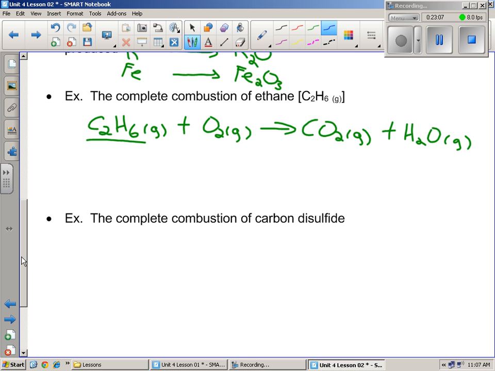Let's see. 2 carbons, 2 carbons. 6 hydrogens, 6 hydrogens. On the right side, I have 4 oxygens, and 3 more is 7. Oh, only comes in 2s. So, 7 oxygens, right? I can't leave it like that, of course. I don't want you to. I want you to go back and fix it so that we're using lowest whole number coefficients.